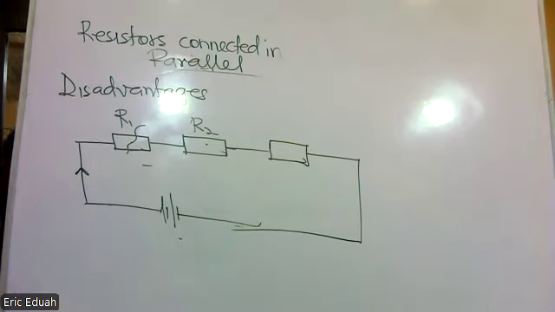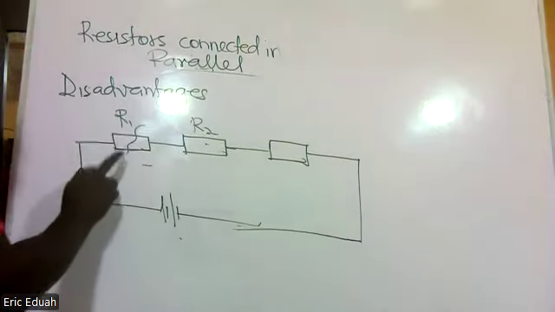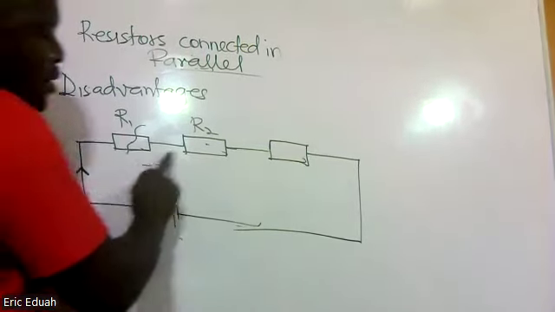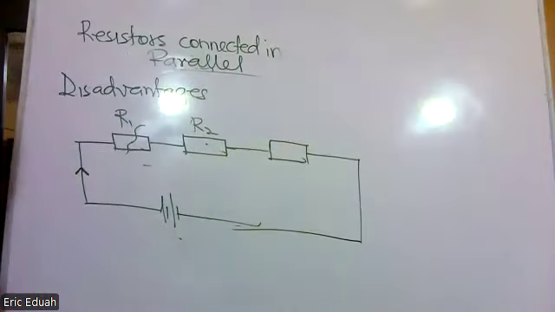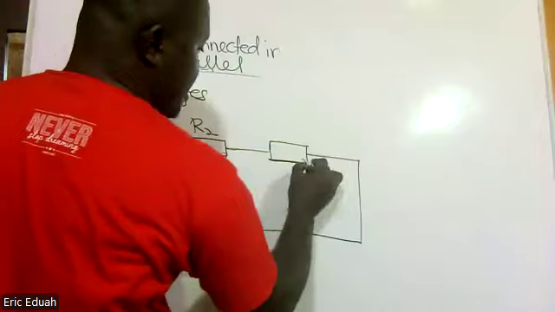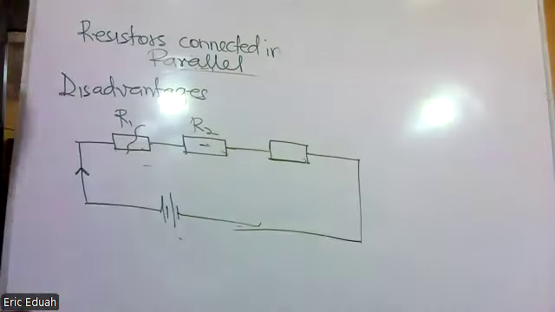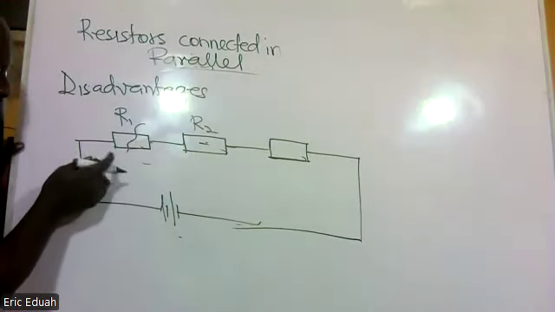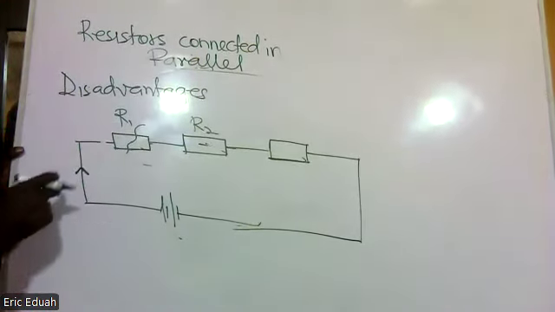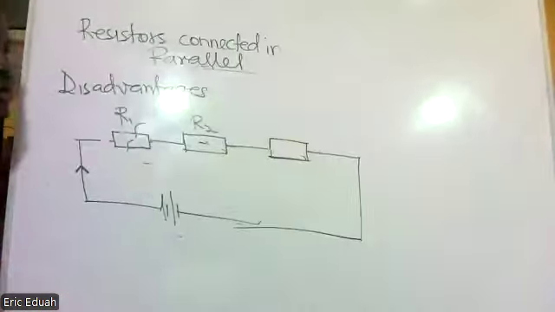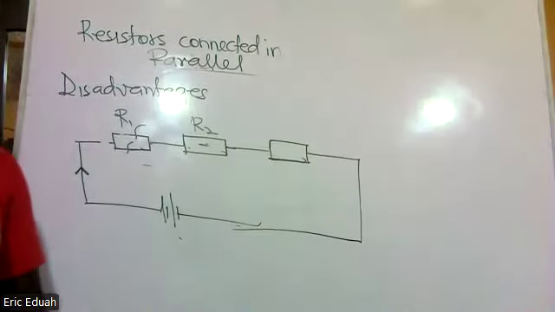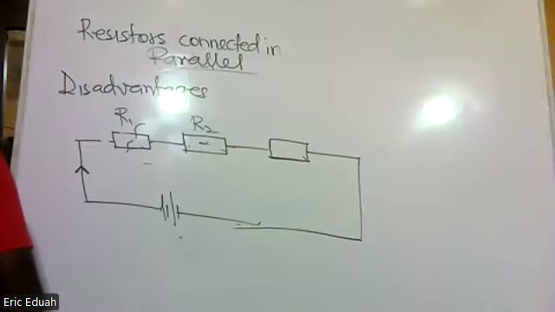When this one develops a problem, everything goes off because they are all using the same connection. So when there is a break in one of them, either the wire or the load itself, it disconnects all the other.